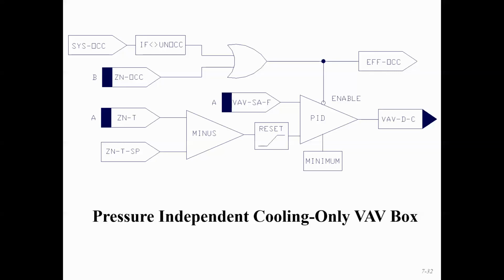So either one of those is enough to enable this PID loop, which would then look at your VAV supply air flow and compare that to, based on your zone temperature deviation from set point, some sliding scale for what this box would determine is its flow set point, and then that would drive a VAV damper command. Otherwise, it would go to minimum.